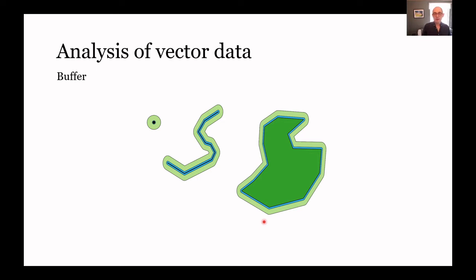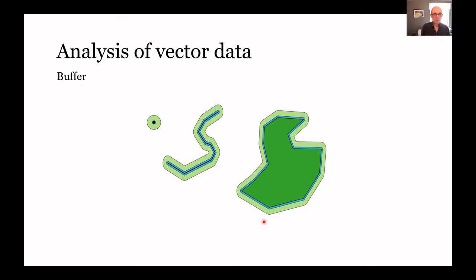This can be quite handy for working out what other objects are within a particular range of, say, a city or a road or a lake, for example. What objects are contained within its sphere of influence, as it were. So this is the buffer.